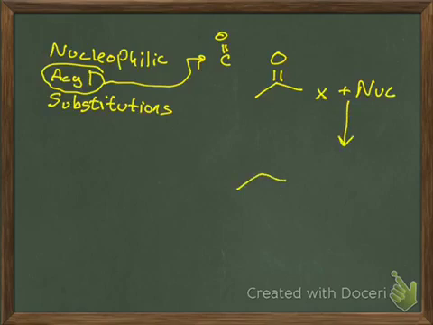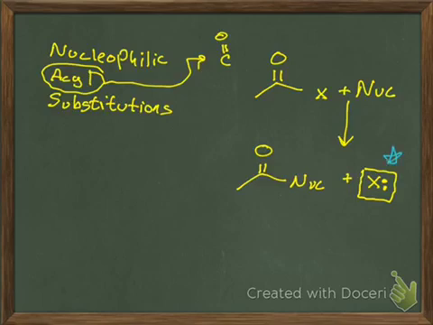Where you replace the X on the acyl group with the nucleophile and you produce X with a pair of electrons. Could it be an anion? Sure. Could it be neutral? Absolutely. Either way, though, it's going to pick up a spare pair of electrons. So what we need to think about is this. What can we say about this X group?